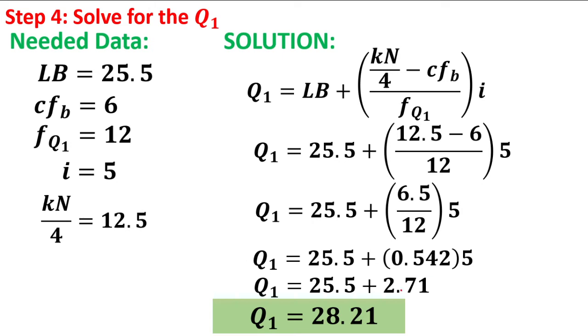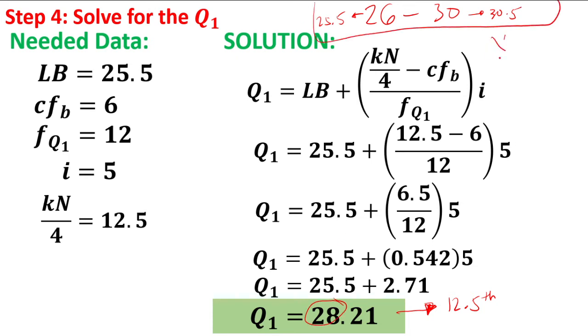So, itong 28.21, located siya sa, saan siya nakaposition? Sa 12.5th score ng whole data. Okay? Yung interval natin, 26 to 30, with a lower limit of 25.5 and upper limit of 30.5. Now, ang nakuha natin sagot ay 28. Pasok ba siya sa interval na ito? Yes, pasok. So, ibig sabihin, tama ang sagot natin.